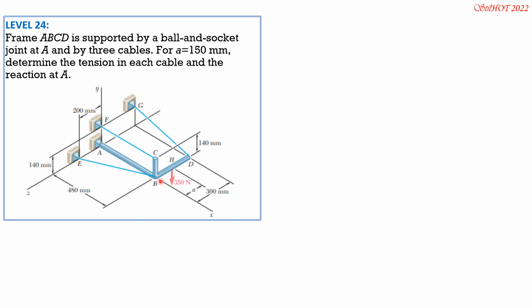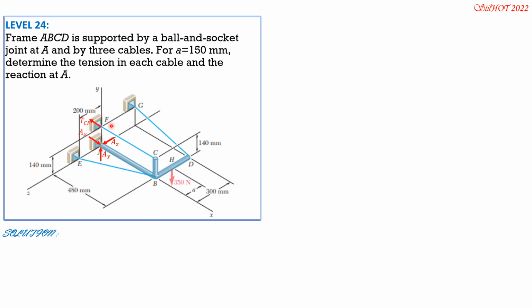So for FBE, it is towards the negative x-axis for 480 and towards the positive z-axis. So I will not show it anymore. So the x component is tension BE times 480 divided by square root of 480 squared plus 200 squared. So for A, which is a ball and socket joint, we have AX, AY, and AZ. Let's assume positive reaction components.